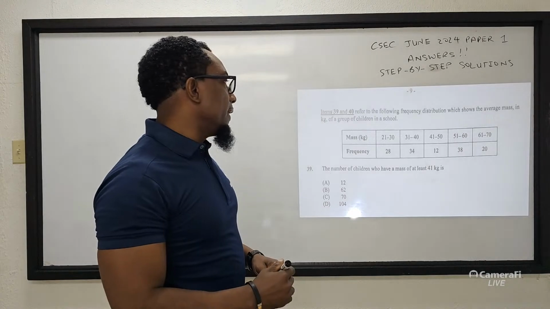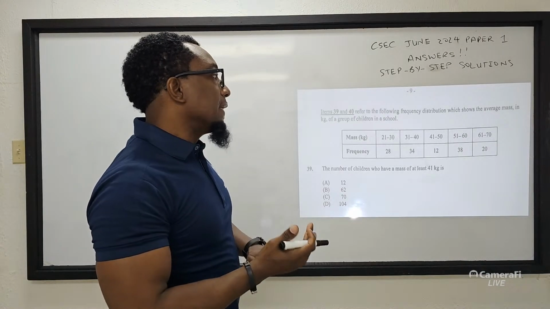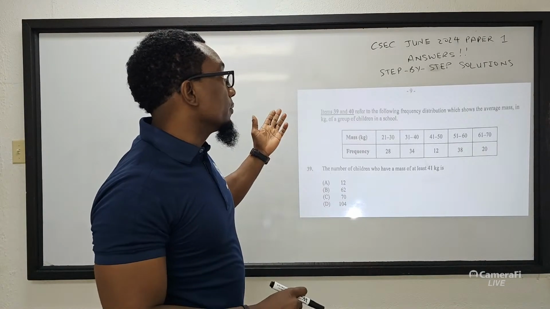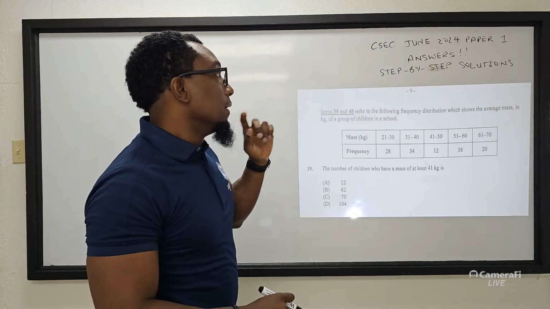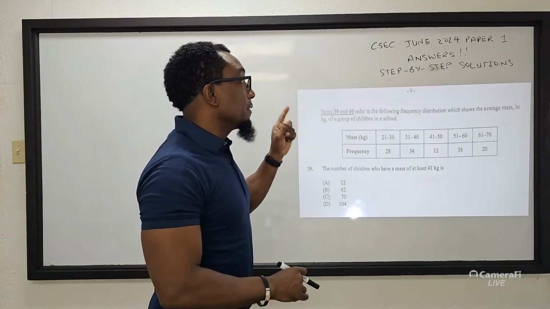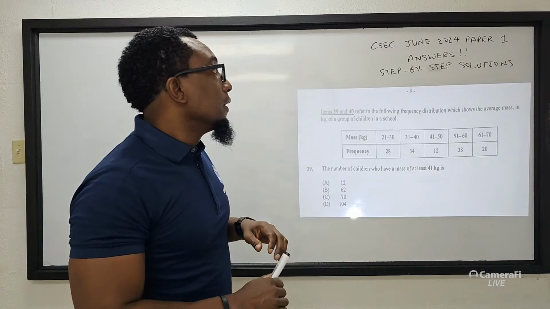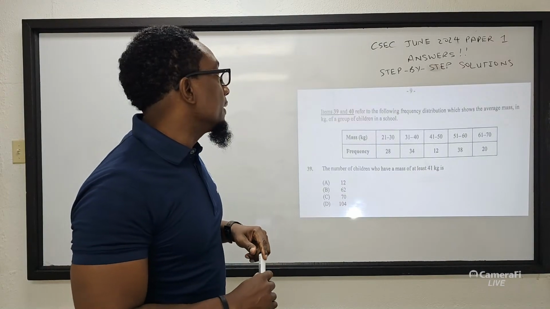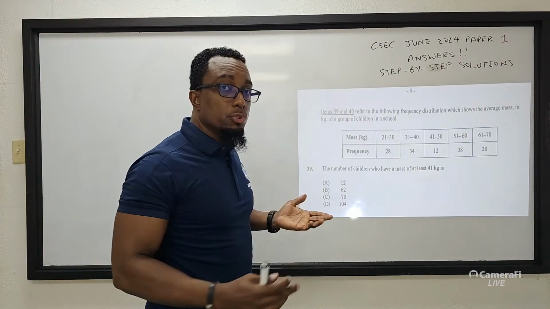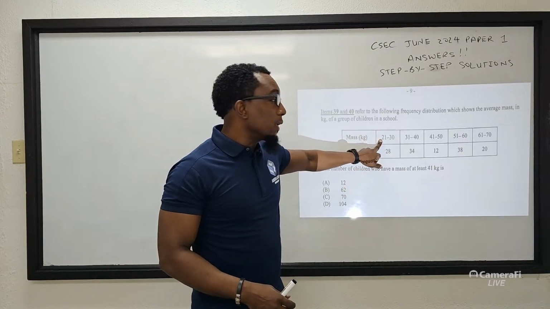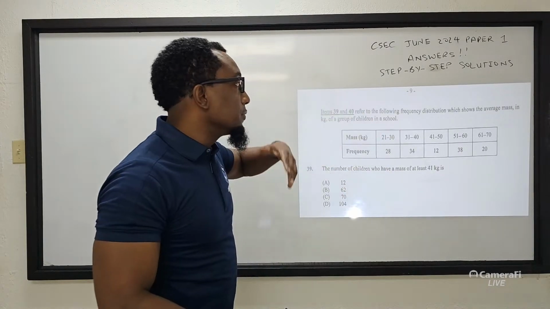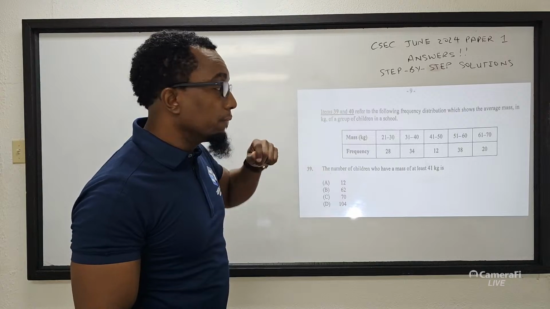So the number of children who have a mass of at least 41 kilograms. So this here refers to the following frequency distribution, which shows the average mass in kilograms of a group of children in a school. So we say that 28 students have a mass between 21 and 30, 34 students, 31 to 40, 12, and so on and so forth, right?